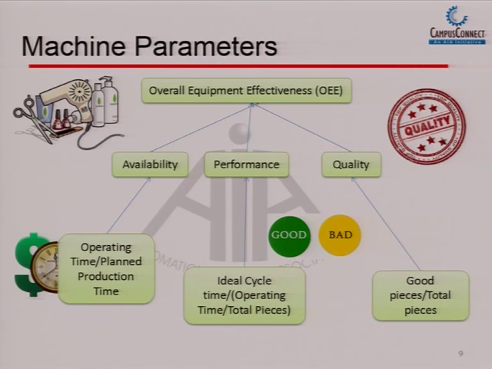Now, there is something called machine parameters. There are lots of machine parameters. One of them is OEE, or overall equipment effectiveness. So, have you people heard of OEE? No? Okay. So, OEE will be the product of availability, performance and quality.